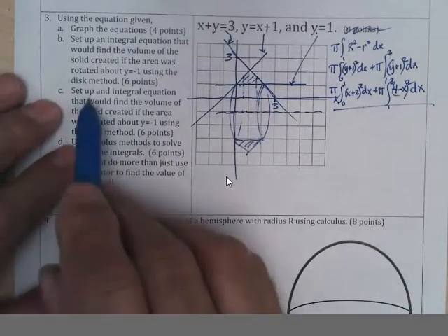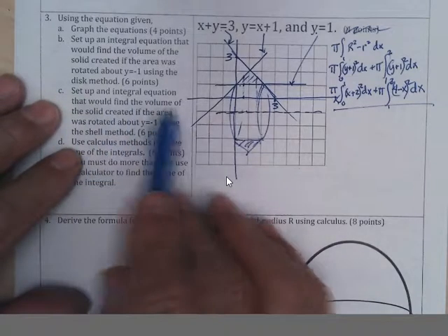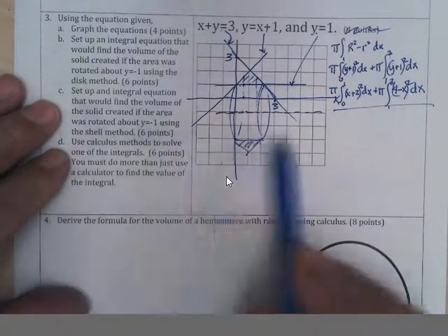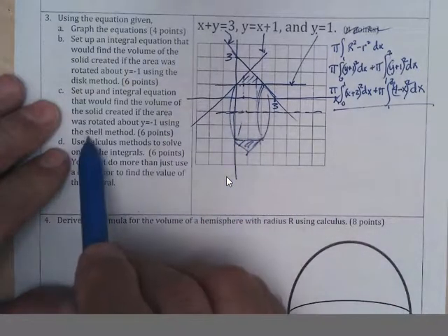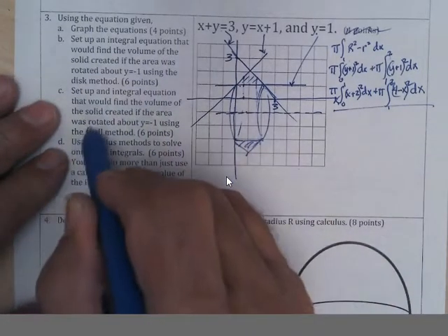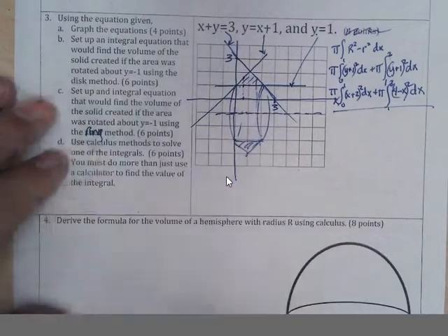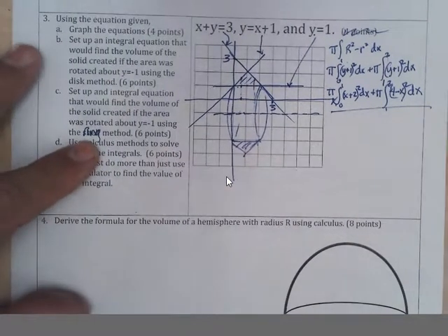C, set up the integral equation to find the volume of the solid created if it's rotated around x = -1, doing the shell or ring. Ring and shell are the same. Some books call it shell, some call it ring. So I called it the ring.